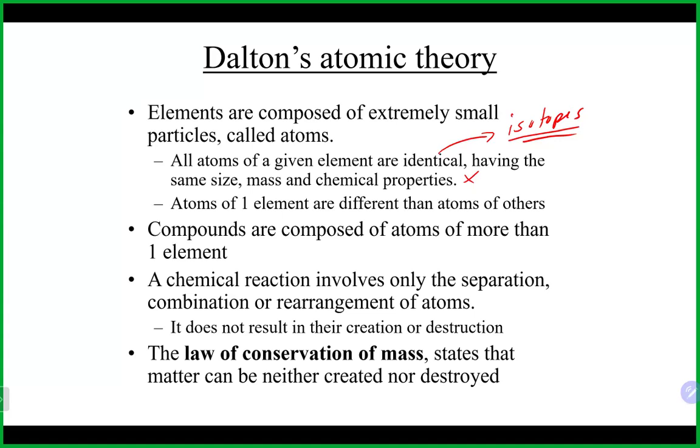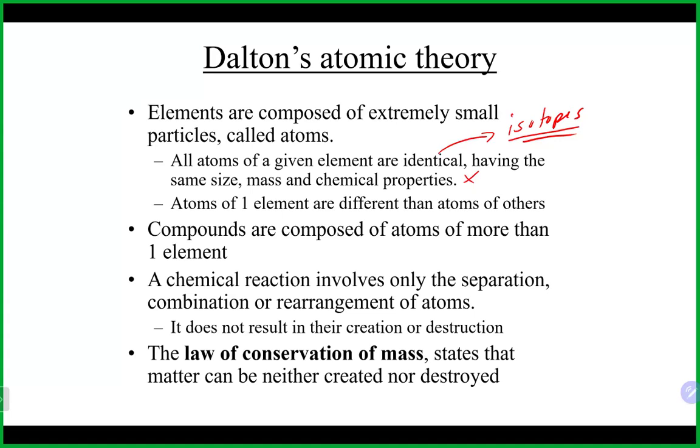He did say that atoms of one element are different than atoms of another, and that is true. So if you have a copper atom, it has different properties than, say, an iron atom. So they have different protons and perhaps neutrons and stuff like that. He said that compounds are composed of atoms of more than one element, and as we've been talking about, that is correct as well. And a chemical reaction only involves the separation and recombination of these elements or atoms.